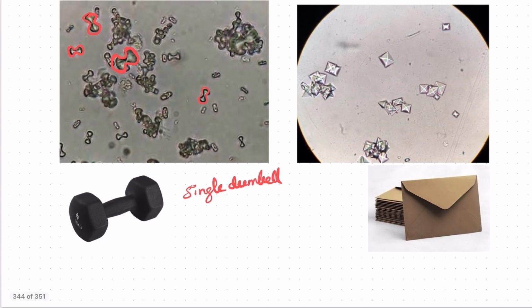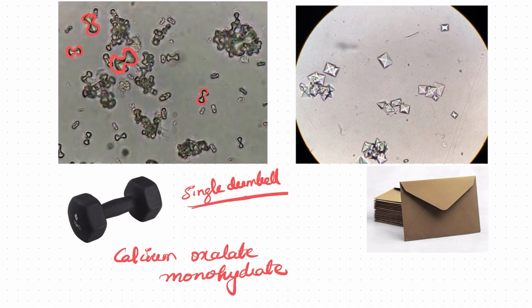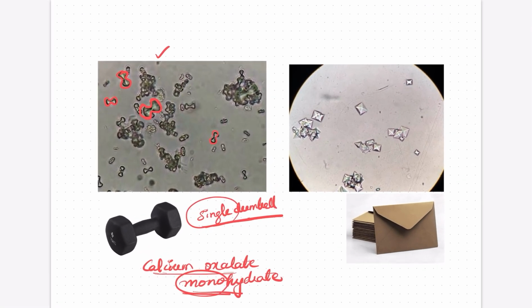So these are calcium oxalate monohydrate. An easy way to remember: there's a single dumbbell, single means mono, so it is calcium oxalate monohydrate. Remember, you are lifting a single dumbbell. Single means mono, so dumbbell shaped crystals are calcium oxalate monohydrate.